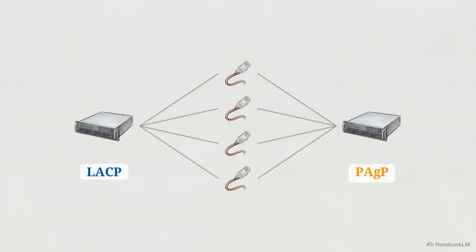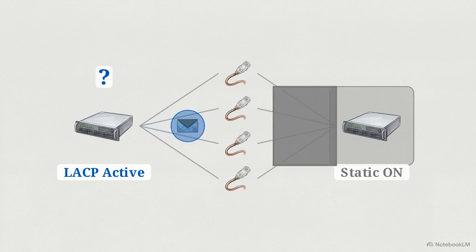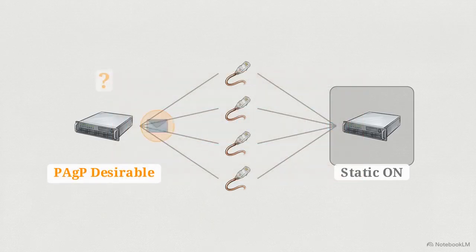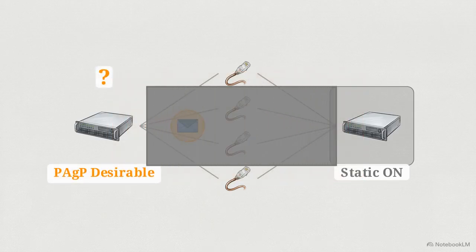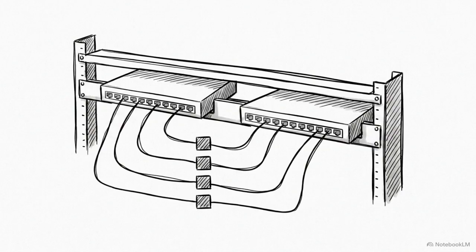Setting one switch to LACP and the other to PAgP makes their protocol messages collide and shatter. Mixing a static port with LACP is equally destructive. The LACP side waits for a handshake, while the static side blindly forces the connection, triggering an error. The exact same failure happens if you make PAgP desirable with static on. There is zero flexibility here. To form a logical connection, both endpoints must rigorously commit to the exact same operational language.